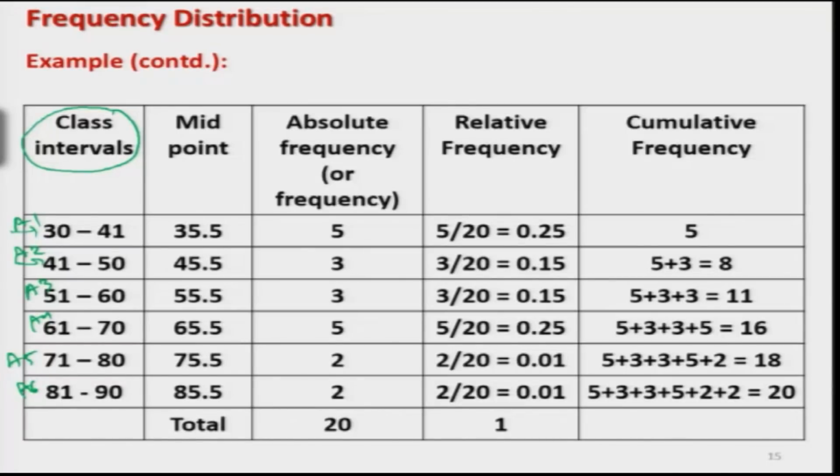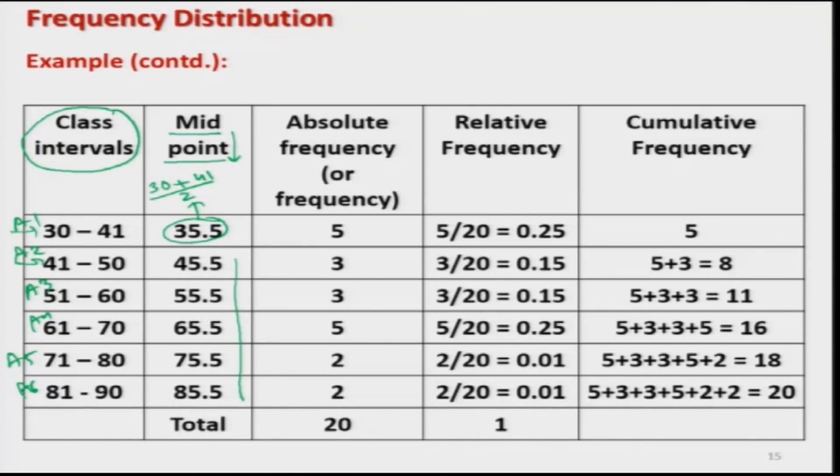And then in the next column I am finding out the midpoint. So, the midpoint of class A1 is 35.5, which is coming from 30 plus 41 divided by 2 and so on. And similarly, I have found the midpoints of other classes.